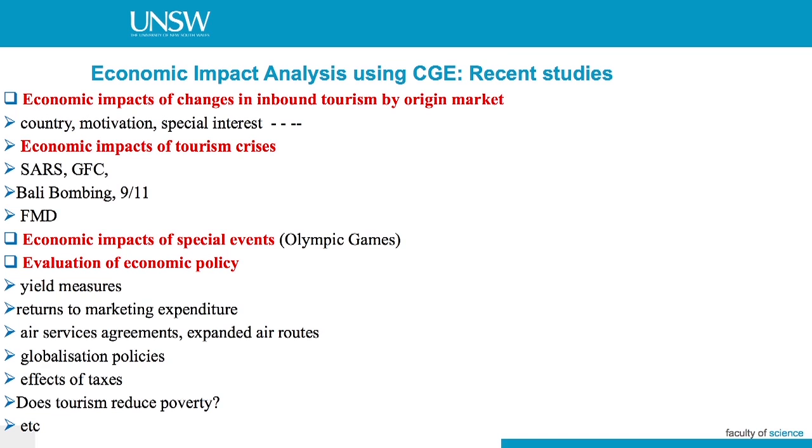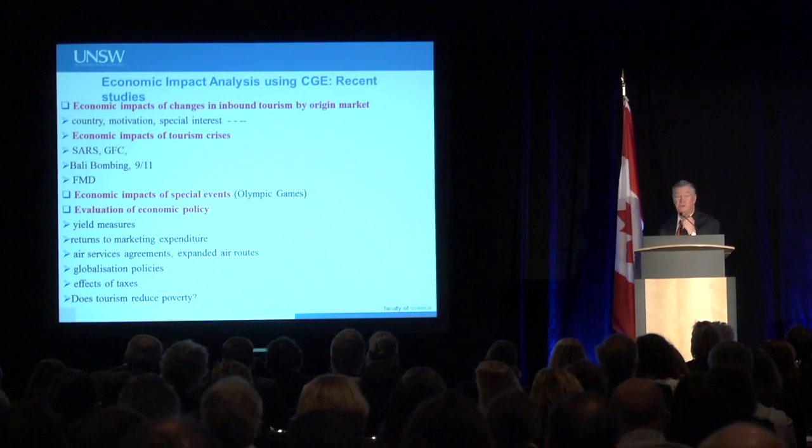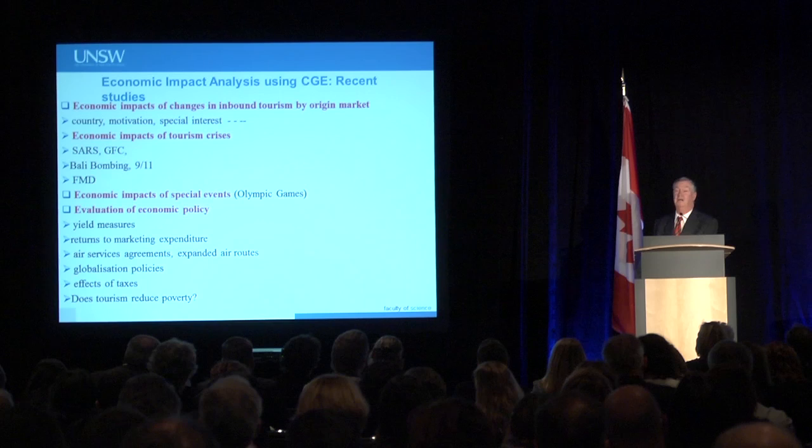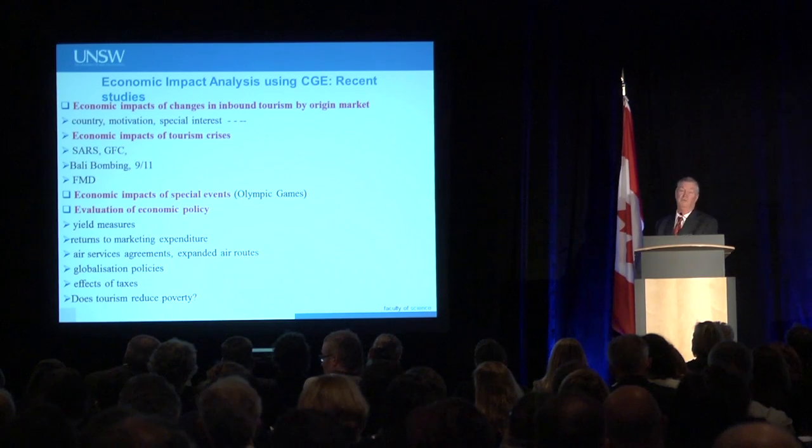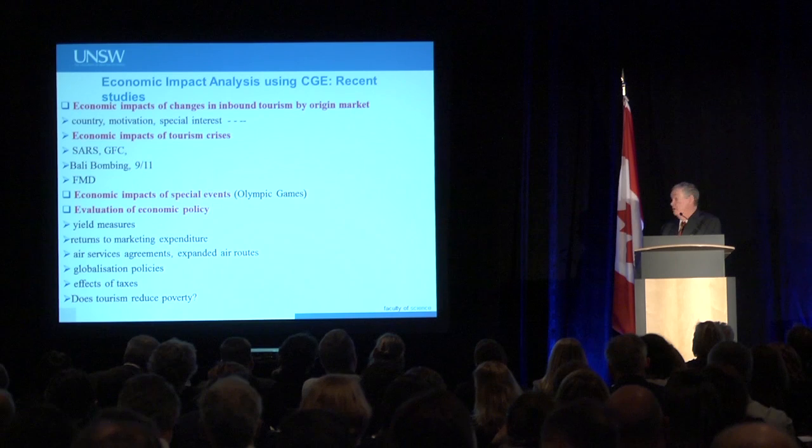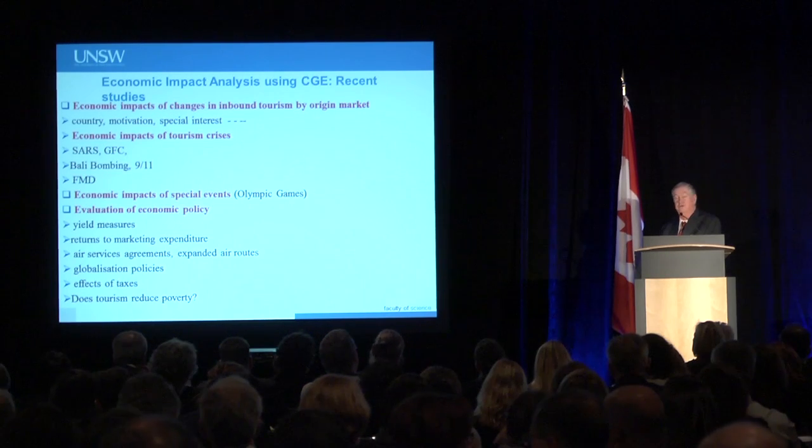Evaluation of economic policy. My team's done yield measures. We've estimated the return to marketing expenditure by simulating changes in the marketing activity and looking at what effect that has on different expenditure coming into the economy and what the overall impacts on the economy are from that. Air services agreements, expanded air routes, globalisation policies, effects of taxes have been done, and does tourism reduce poverty? I mentioned this before, two studies that have been done using CGE models, one for Brazil and one for Thailand, indicate that it's overly simplistic to say that tourism reduces poverty.